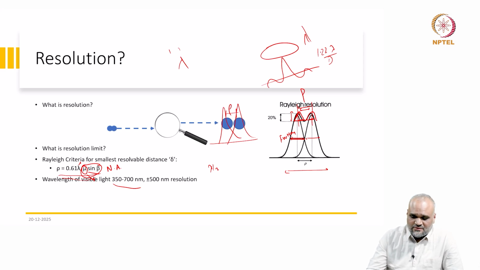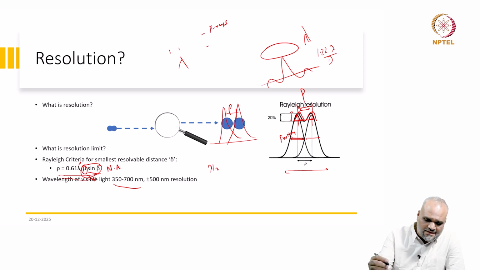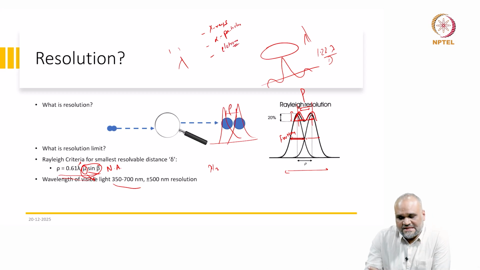In particular, when I talk about such radiation, you can think of X-rays, then you have alpha particles, you also have electrons. You can use any of these to start improving resolution if I stick to this particular equation. Now, why only choose electrons then?